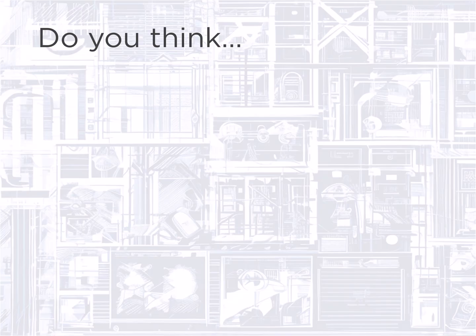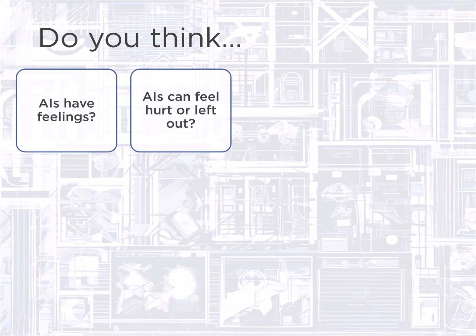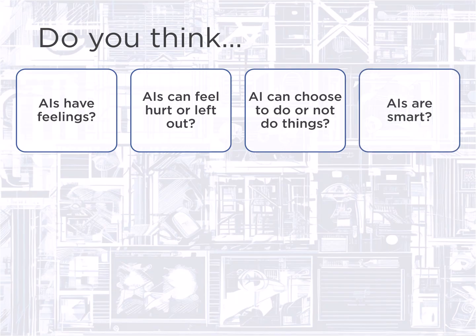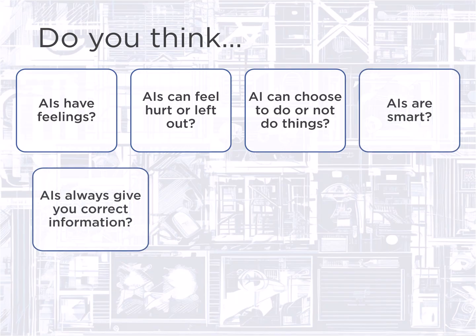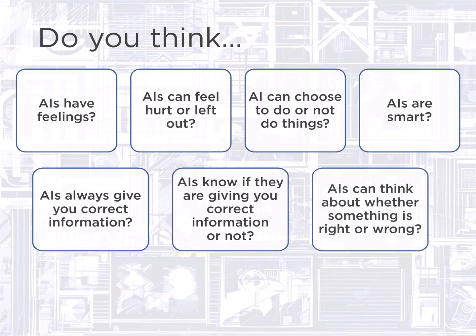Based on what you know about algorithms and AI, do you think AIs have feelings? AIs can feel hurt or left out. AIs can choose to do or not do things. AIs are smart. AIs always give you correct information. AIs know if they're giving you correct information or not. AIs can think about whether something is right or wrong. A lot of people are unsure about these things.